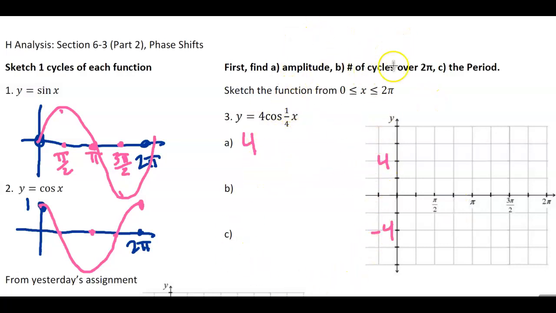Right? The number of cycles over 2 pi, that's what this value is. So you should have 1/2, which means I'm going to get half of the cosine graph, from here to here. I'm going to get half of the graph by the time I get to 2 pi. So that means it should look something like this.